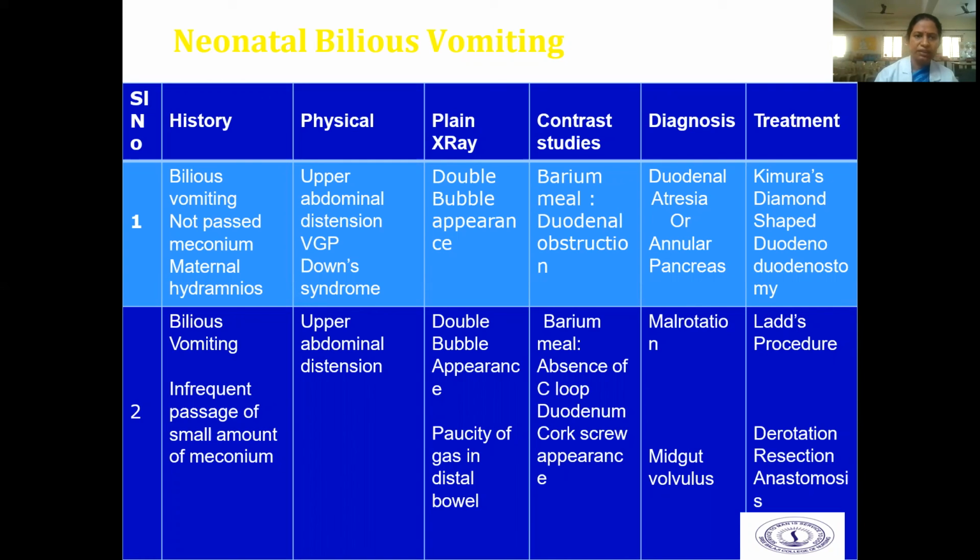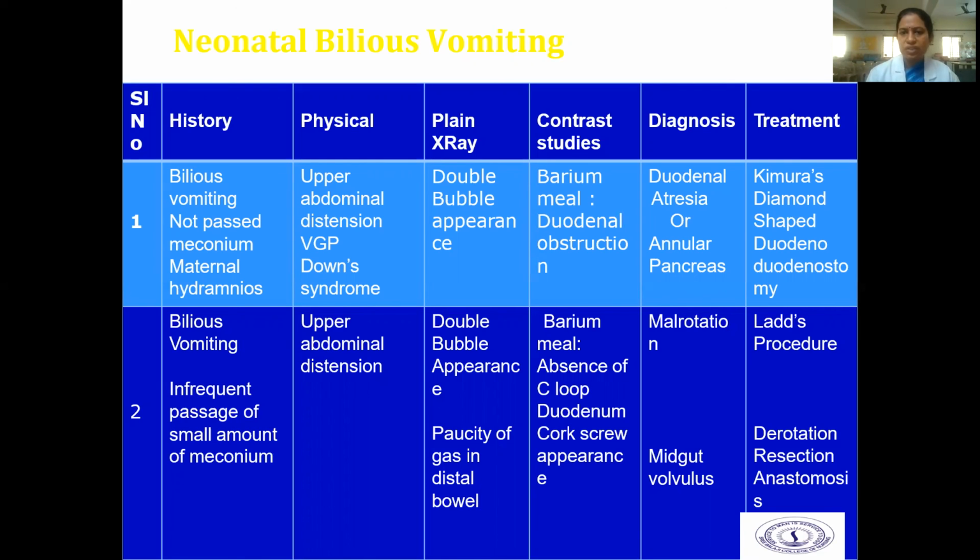Now let us see the second type of condition, that is bilious vomiting with infrequent passage of small amounts of meconium. Physically, what we see is upper abdominal distension. In the first case, we had seen upper abdominal distension, VGP, and Down syndrome. Here we see upper abdominal distension alone. In plain X-ray, we may see double bubble appearance and paucity of gas in distal bowel. So one extra finding added here is the paucity of gas in distal bowel.